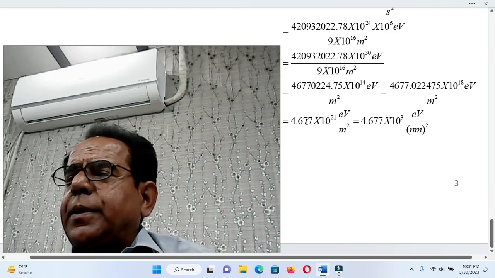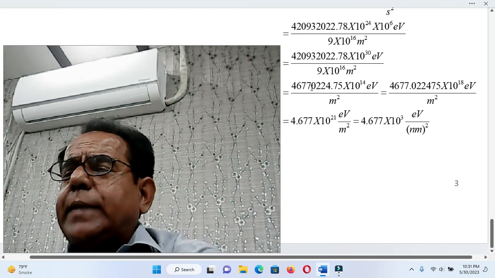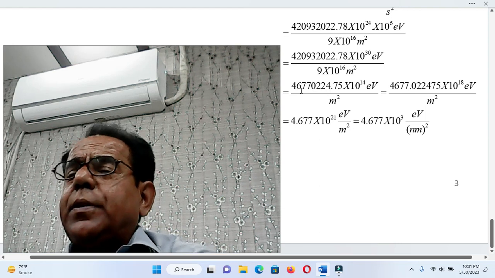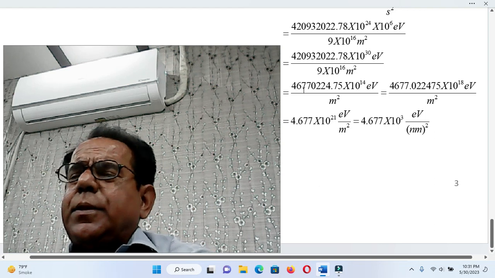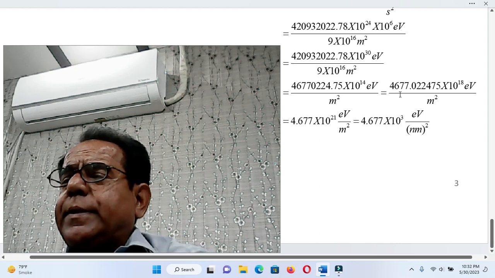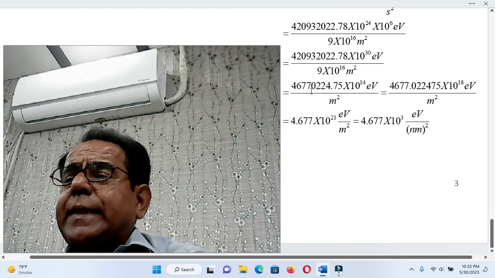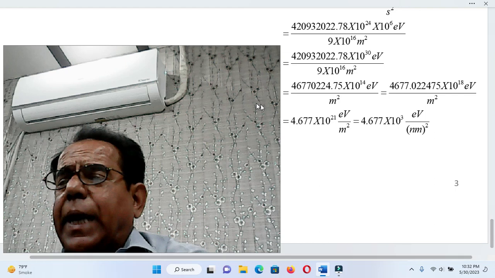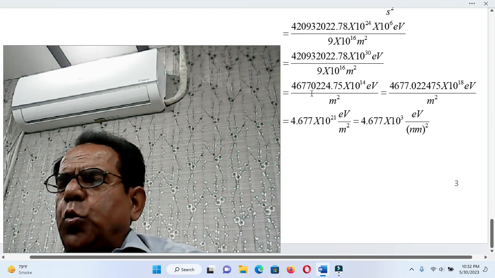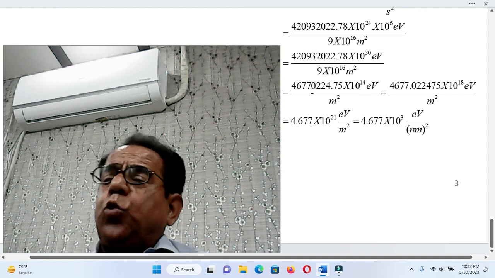Because, dear students, actually we have made a change in this, that this figure is 4677024. Here we have reshaped or changed its pattern as 4677 point. We have shifted decimal 3 stages back. That is why. No, rather we have shifted four stages back, 4 stages behind.